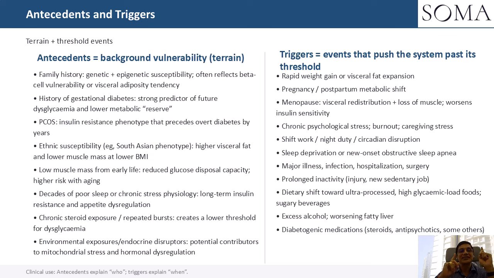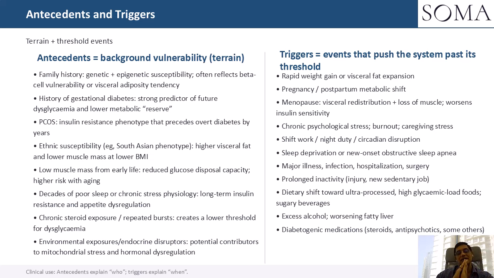and it is triggers. First layer, antecedents. Second layer is triggers, crossing the threshold. Triggers are the events or the changes that push the system past its threshold. Triggers explain when diabetes appears.